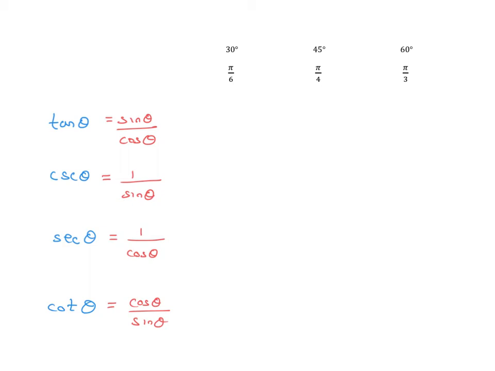But for tangent of 30 degrees, that's equal to the square root of 3 over 3. Tangent of 45 is equal to 1. And tangent of 60 is equal to the square root of 3. For cosecant, cosecant of 30 degrees is 2. For 45 degrees, it's the square root of 2. And then for 60 degrees, it's 2 root 3 over 3. For secant, we get 2 root 3 over 3. We get the square root of 2. And then we get 2.